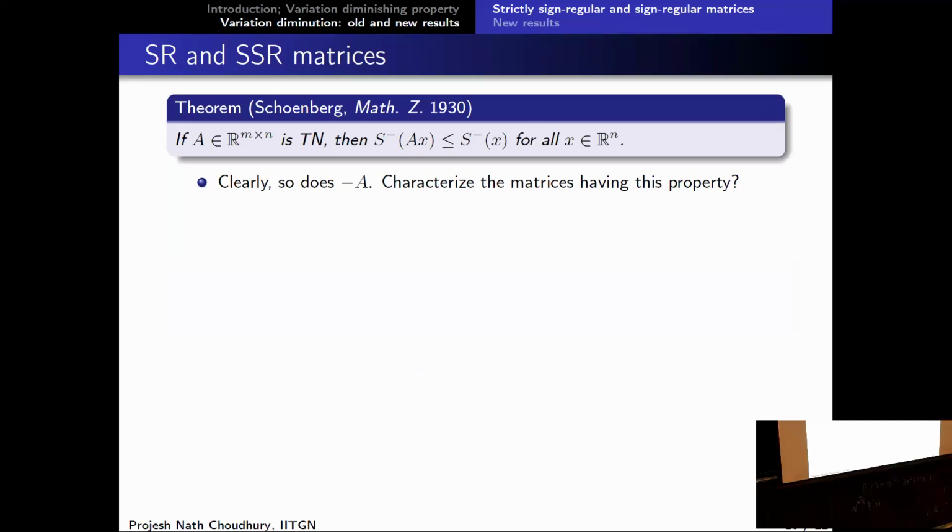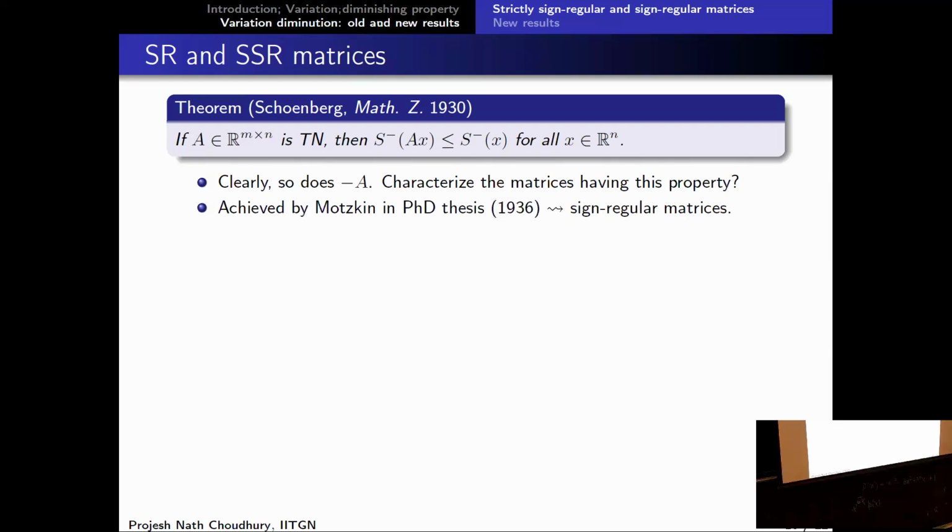Now, this statement also holds if we replace A with minus A. If A is totally non-negative, then for minus A, all 1 by 1 minors will be less than or equal to 0, 2 by 2 minors will be greater than or equal to 0, and 3 by 3 again less, so the signs are alternating. So now the question is, can we characterize the matrices which satisfy this property?